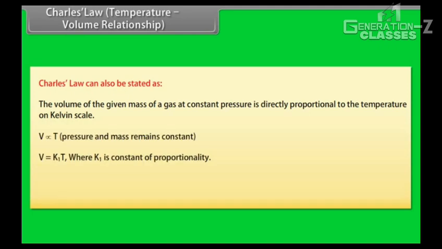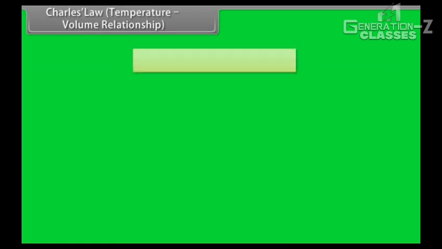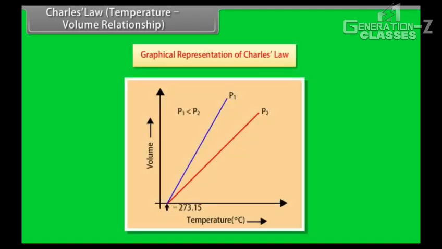V is equal to K1 T, where K1 is constant of proportionality. Let V1 be the volume of a certain mass of a gas at temperature T1 and at pressure P. If temperature is changed to T2 keeping pressure constant, the volume changes to V2. The relationship between the four variables V1, T1, V2 and T2 is V1 by T1 is equal to V2 by T2 at constant pressure and mass. Graphical representation of Charles' law. Each line of the volume versus temperature graph is called an isobar.